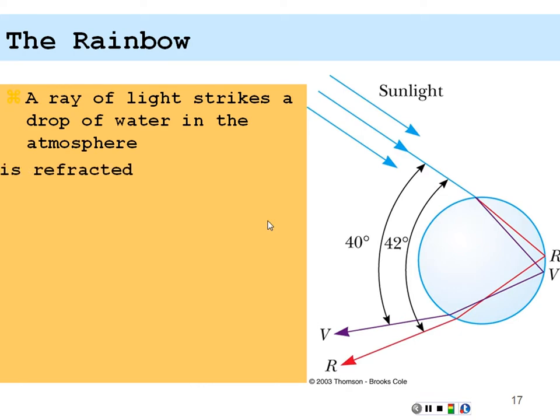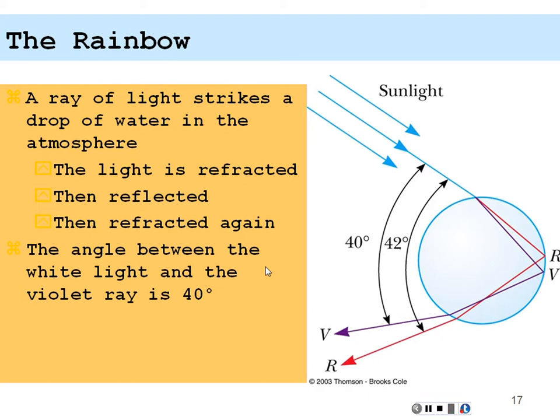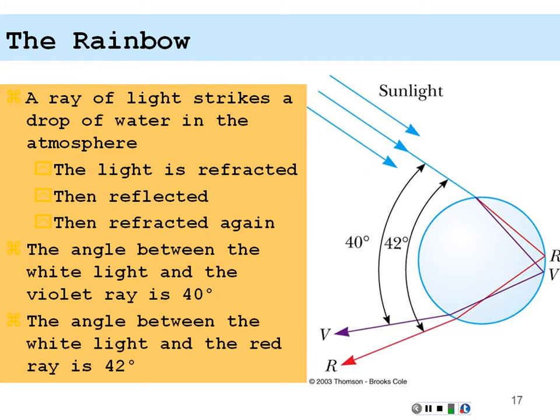So a ray of light strikes the drop of water, is refracted, then internally reflected, then refracted back again, and that light comes back towards you, and you see the different colors. The angle between the white light and the violet ray is 40 degrees. The angle between the white light and the red ray is 42 degrees. The angle has to be just right with the setting sun or the angle of the sun to get this effect to happen. And that kind of difference in degrees is what you see as the rainbow.